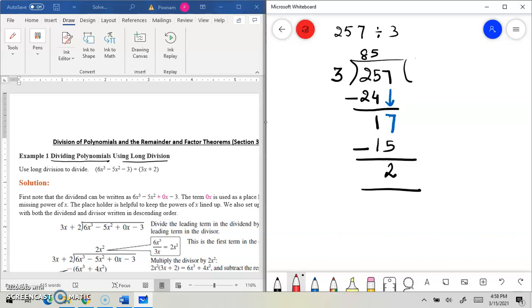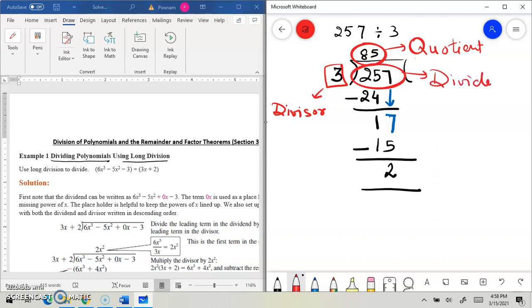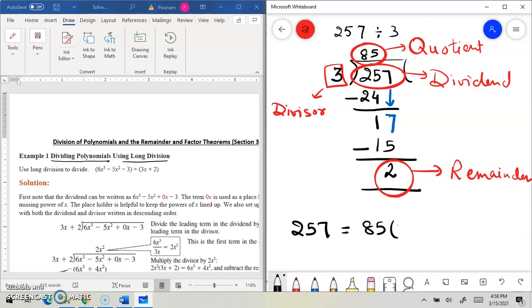Let's learn the basic terminology. 3 is called the divisor. 85 is called the quotient. 257 is called the dividend, and 2 is called the remainder. So we can say 257 is equal to 85 times 3 plus 2.